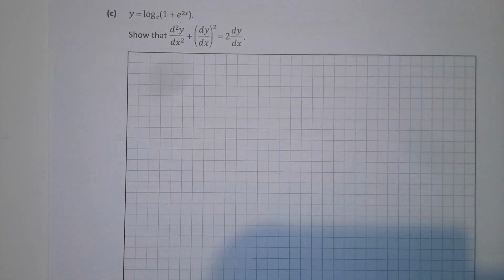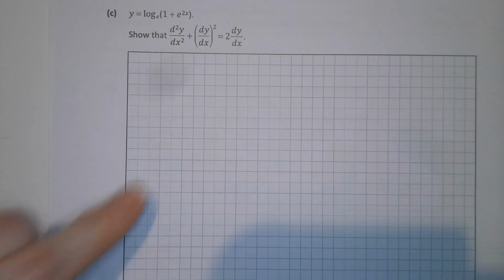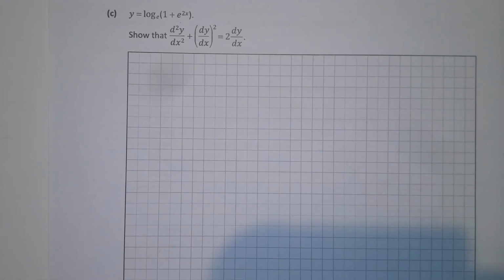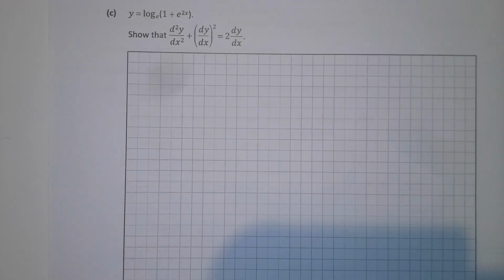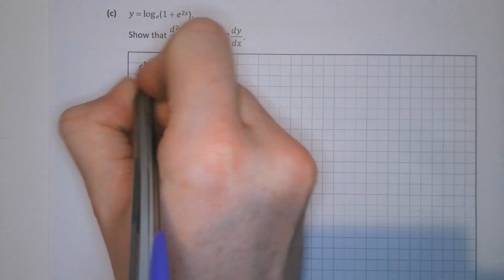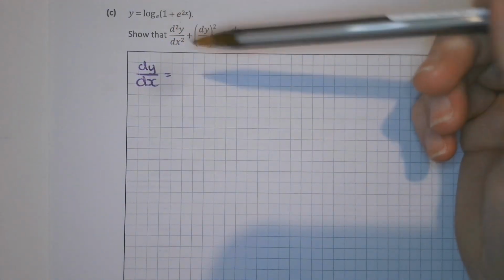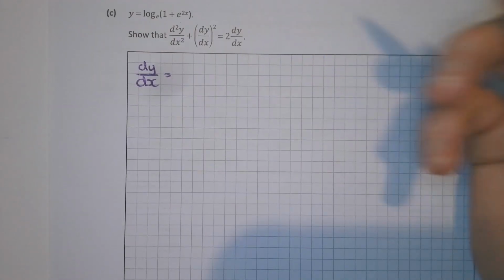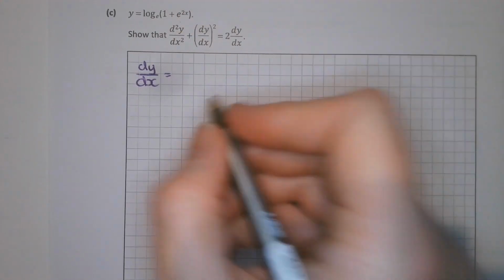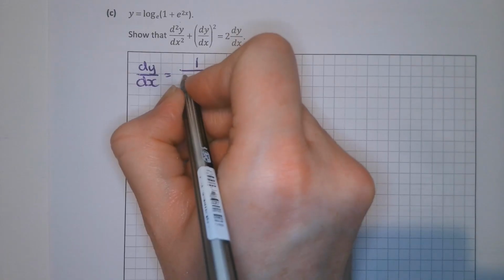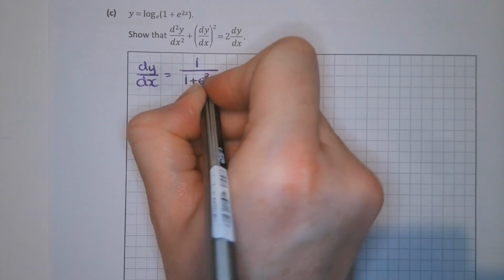Part C gives us y equals the log to the base e of 1 plus e to the power of 2x, and asks us to show this. So we need to have the second differential, the first differential, and show what it says there. So the first thing we're going to do is what is dy dx? And we should understand that the natural log or log to the base e of anything when we're differentiating will be 1 over that. So we would have 1 over 1 plus e to the power of 2x.